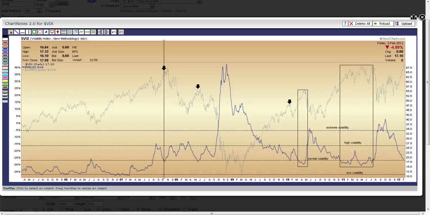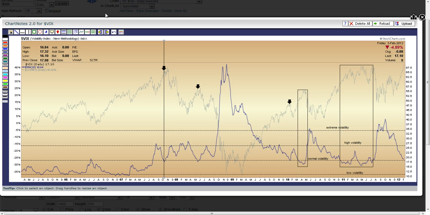I want to spend the majority of this update on the VIX. In this chart, it's a daily chart. It goes back to 2005, but I've actually removed the actual VIX indicator, and all that's left is the 10-day moving average. So my goal here is to take a little bit of volatility out of the volatility index so you can kind of see a smoother picture.